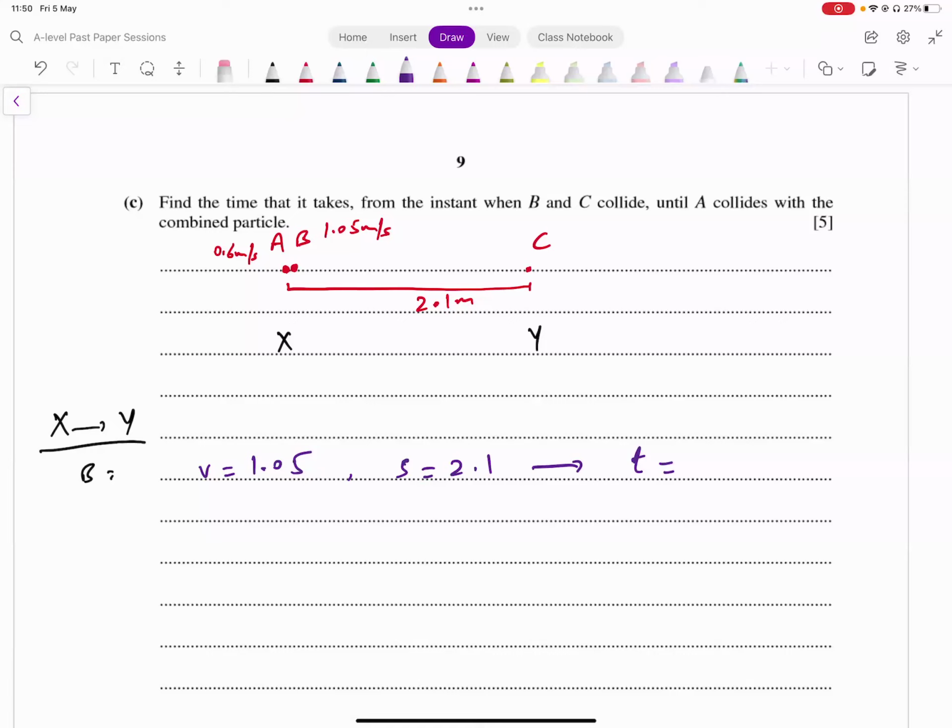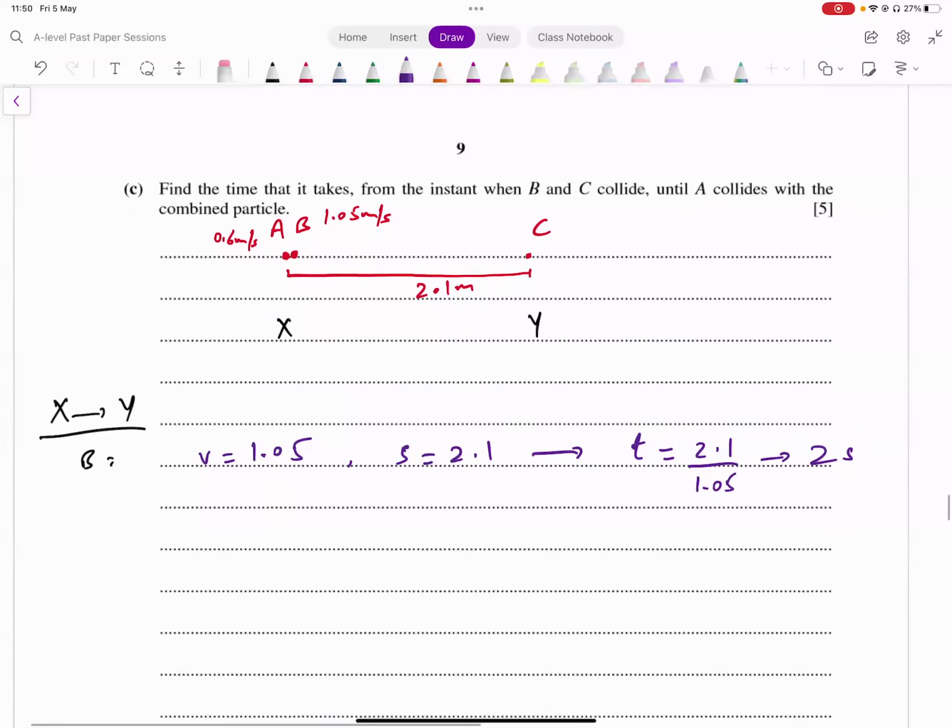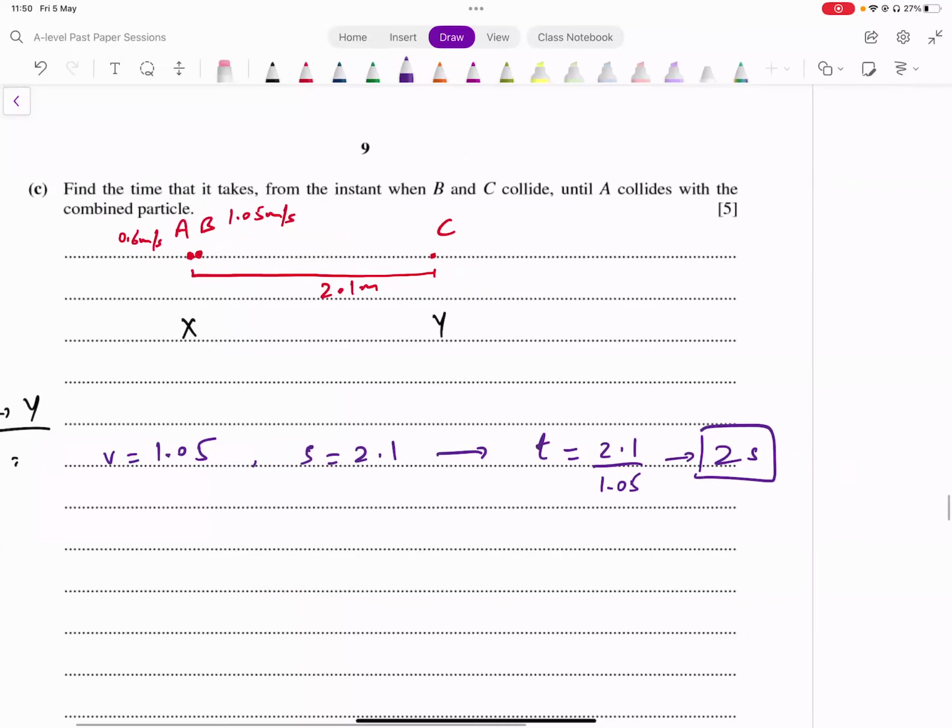कांस्टेंट स्पीड में हम वो सिंपल वाला फॉर्मूला लगा सकते हैं. Distance over speed in this case because the speed is constant. So 2.1 divided by 1.05. Let's see what that turns out to be. 2.1 over 1.05, this is giving me 2 seconds. ठीक है, this is 2 seconds. इसका मतलब क्या है, फर्स्ट और सेकंड कोलिजन के दरमियान में 2 seconds लगे हैं. This is time between the two collisions.